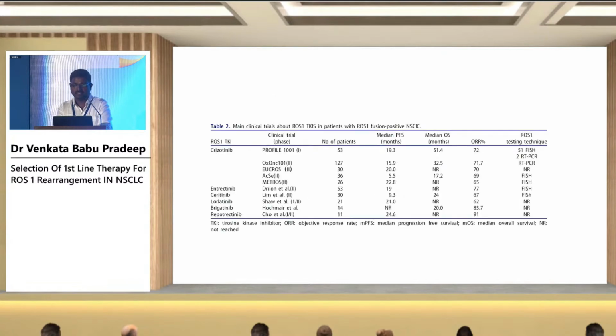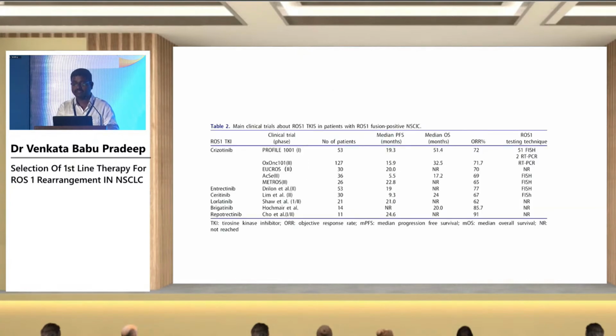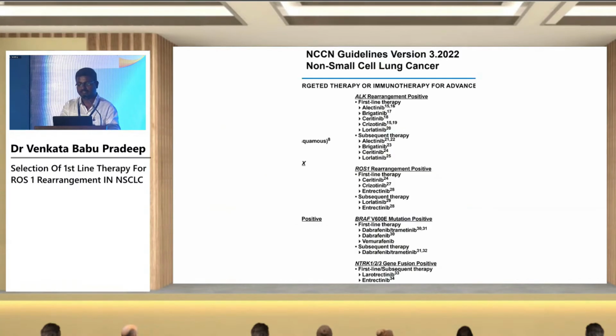This is the summary. When we see the extreme right column, we need to see that they have done RT-PCR, FISH, and NGS, but none of the trials have included even IHC as a screening tool. So this is the main takeaway from this slide. This is a recent NCCN guideline showing ceritinib, crizotinib, and entrectinib.